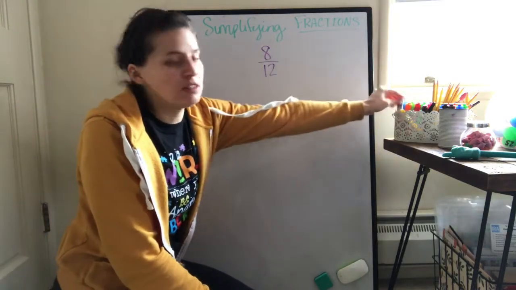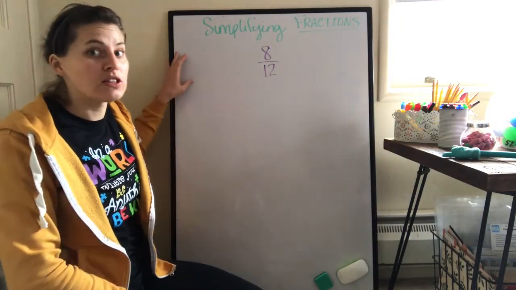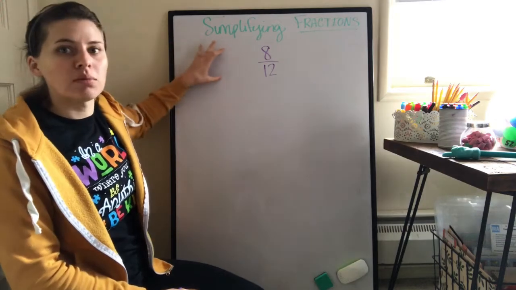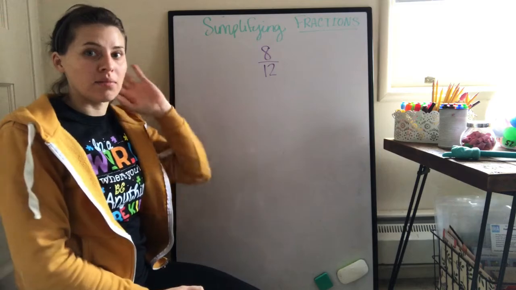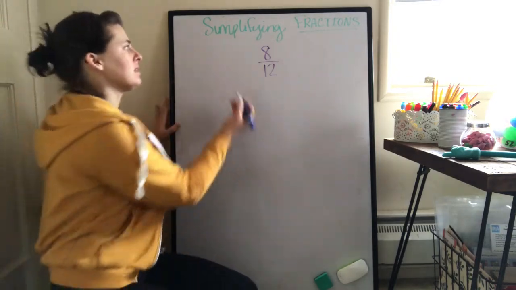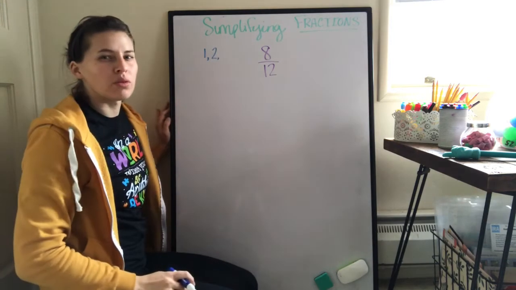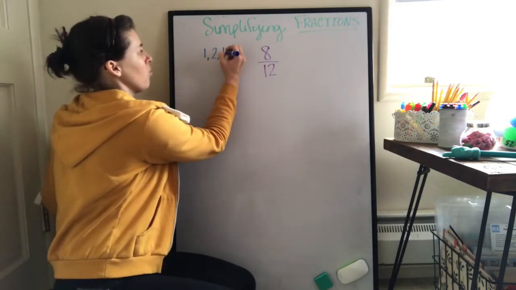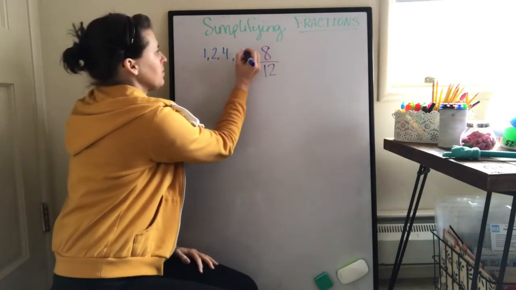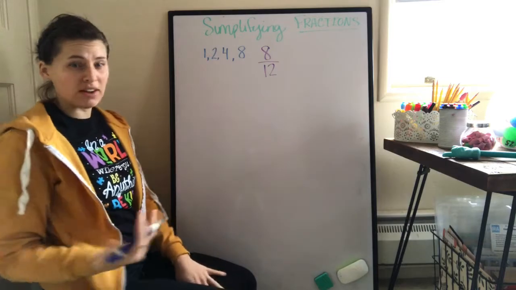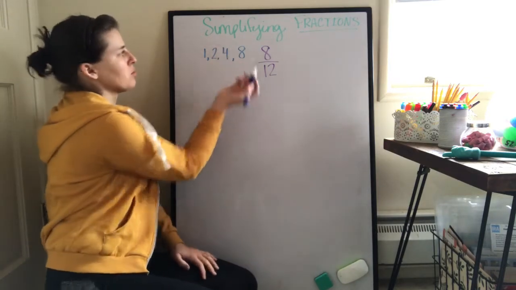The first thing we're going to do to simplify is come up with factors of each of these numbers. We've done this before. Remember, factors are the numbers that we multiply together to get our product. So what are our factors of 8? 1, 2, 3 is not a factor of 8. 4, 5 is not a factor of 8. 6, 7, 8. Okay, those are my factors of 8, because 1 times 8 is 8 and 2 times 4 is 8.